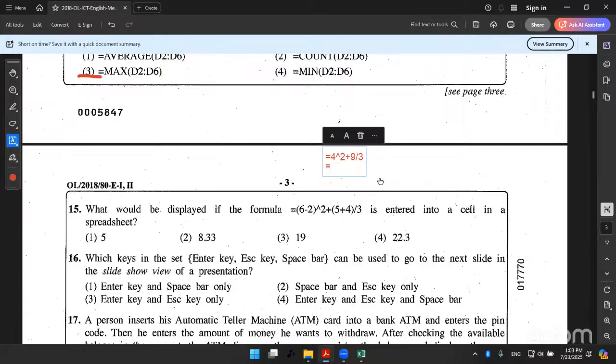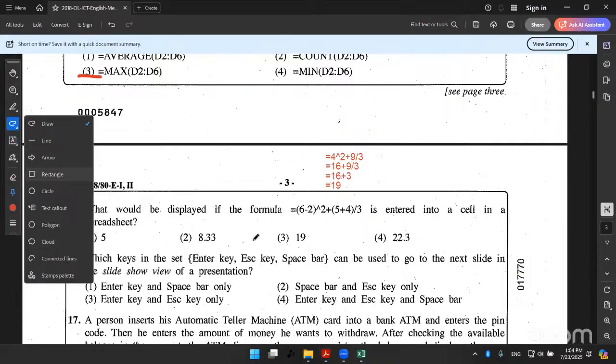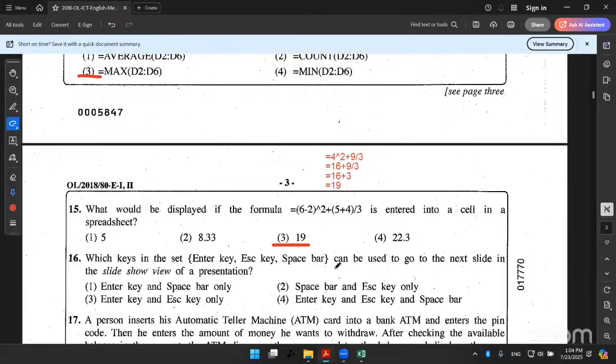So then the next order is the power. So then 4 to the power 2 is 16 plus 9 divided by 3. The next order is division. 9 divided by 3 is 3. So 16 plus 3 will be 19. Third one is the answer. Did you get that one? It's okay, no?